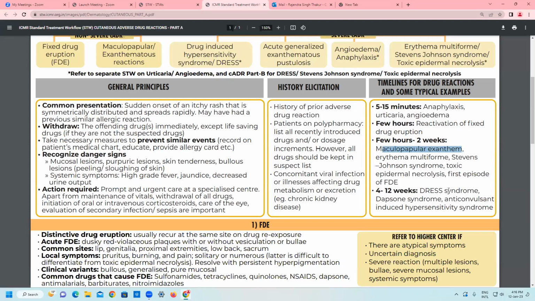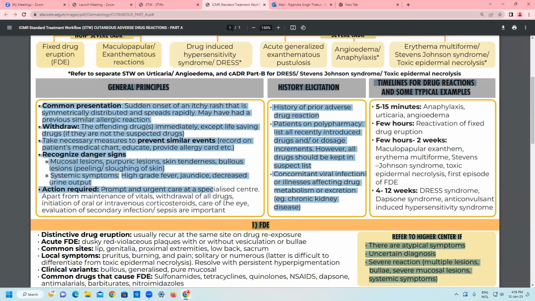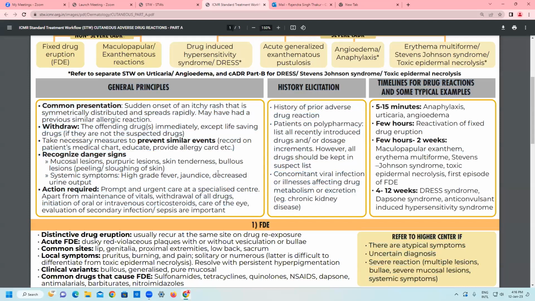So important, coming back to the general principles. Now, in general principles, we have already mentioned that withdrawal of drug is important, but you cannot withdraw a life-saving drug, or an essential drug, for a long period. So in that case, initially all drugs are suspect, whether the person is taking an antipyretic along with it, or an analgesic, or antitubercular 3 or 4 drugs, or whatever. So withdrawal of drug is very important.